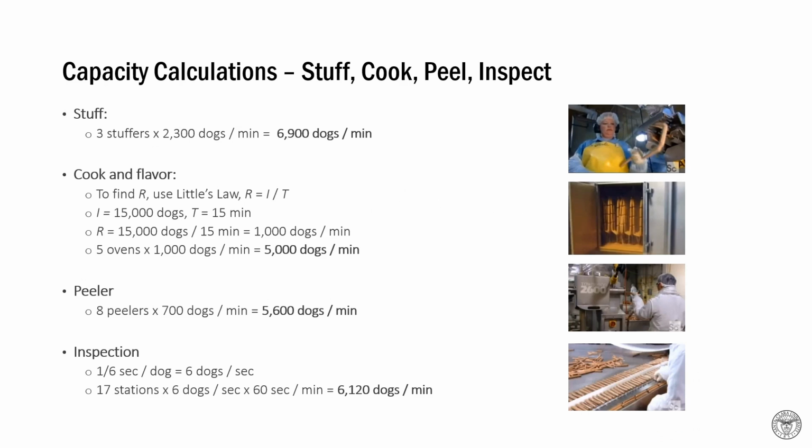Applying the same computation procedure, we can determine the flow rates of the subsequent process steps as follows. Stuffing has a flow rate of 6,900 dogs per minute. Cook and flavoring operates at 5,000 dogs per minute. Peeling at 5,600 dogs per minute, and inspection at 6,120 dogs per minute.